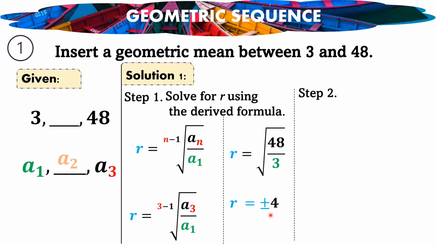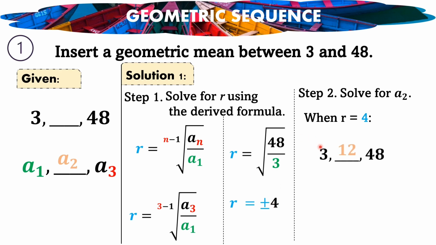Okay, step 2. Solve for a sub 2 when r is 4. That is 3, the first term, times r, 3 times 4 is 12. When r is negative 4, multiply the first term and r, we have 3 times negative 4 is negative 12. So we can say that the possible geometric mean is 12 when r is 4 and negative 12 when r is negative 4.